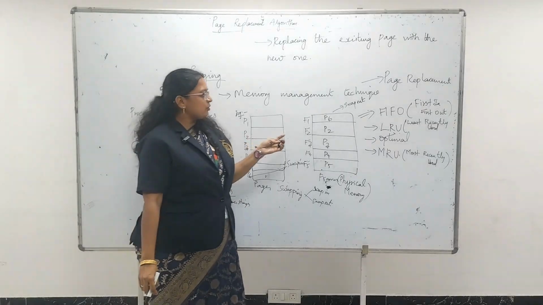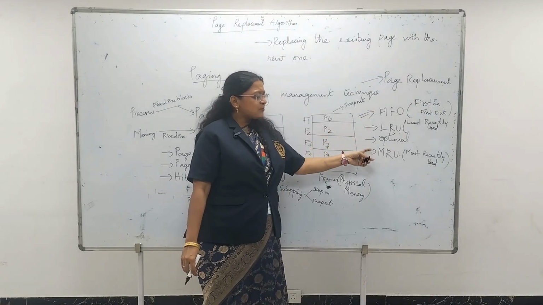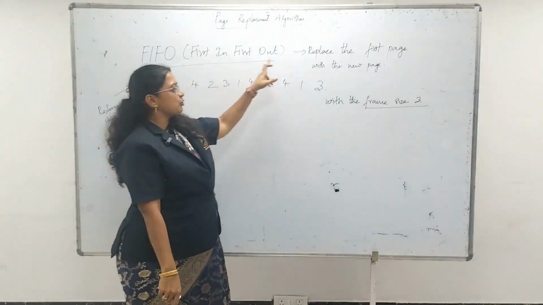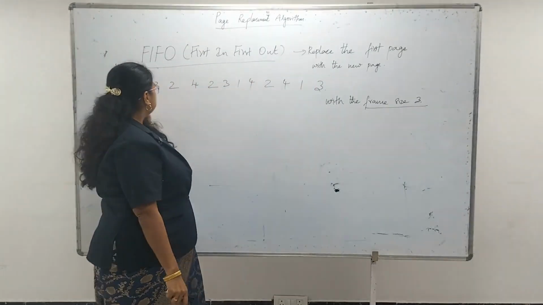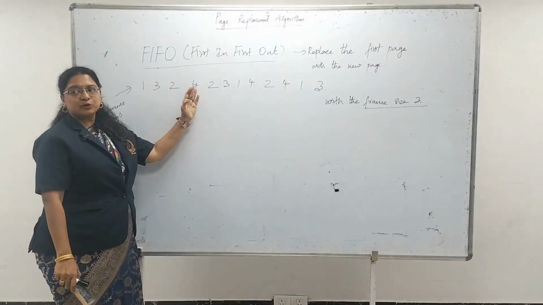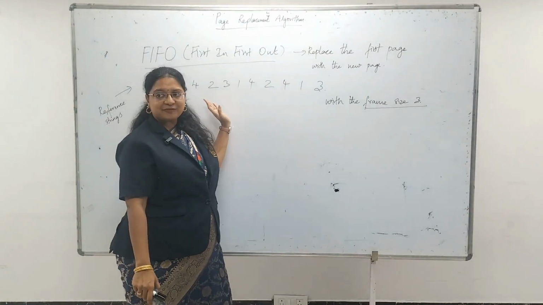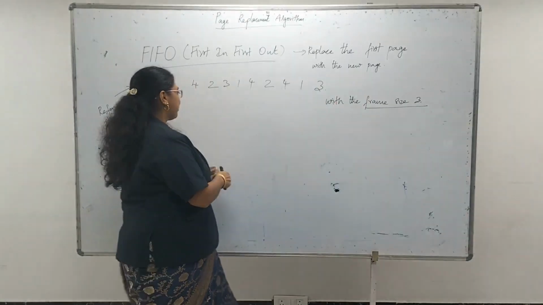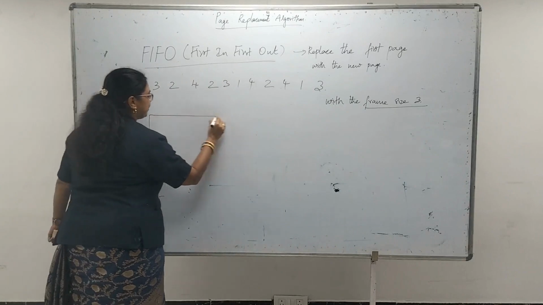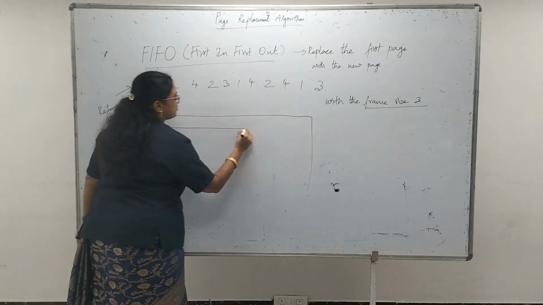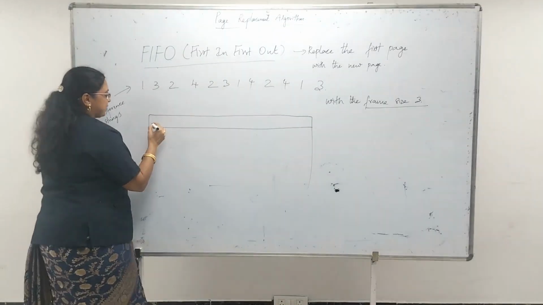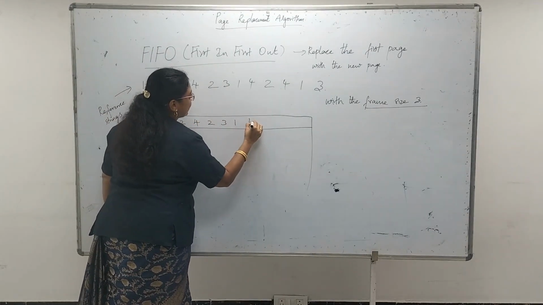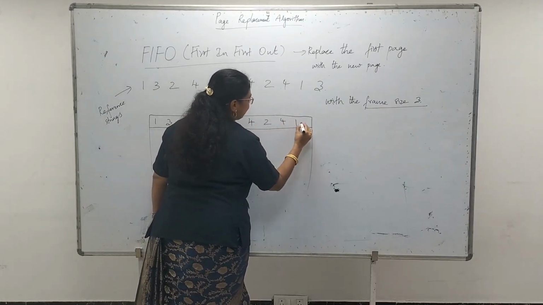Now we are going to see this page replacement algorithm with problems. First, first in, first out. Here you replace the oldest page with your new page. This is your reference string: 1 3 2 4 2 3 1 4 2 4 1 3. You are going to insert these reference strings into a frame size of 3. That is your question. Now I am going to draw it out. First you enter the strings: 1, 3, 2, 4, 2, 3, 1, 4, 2, 4, 1, 3.